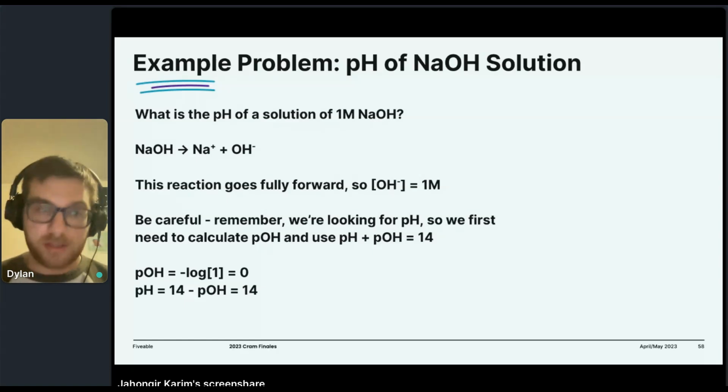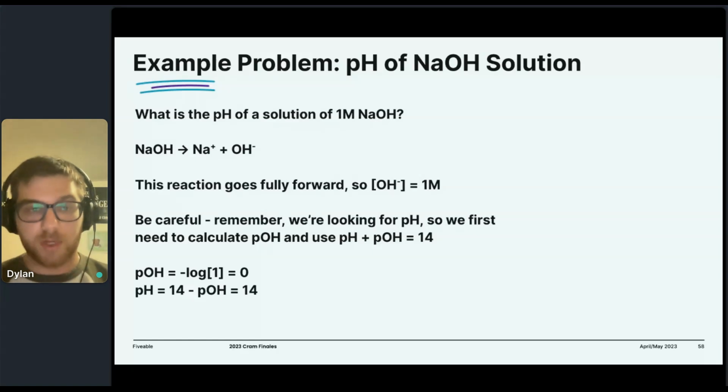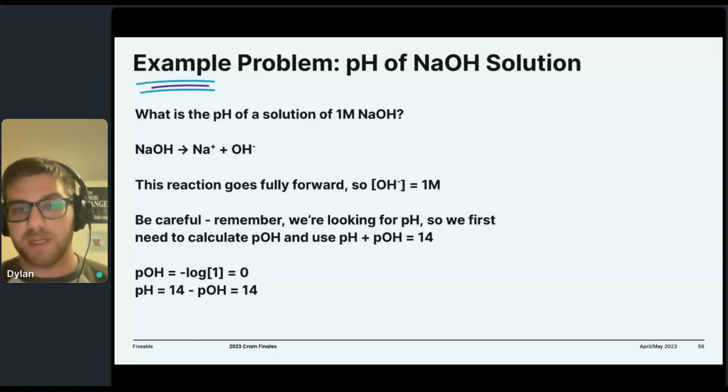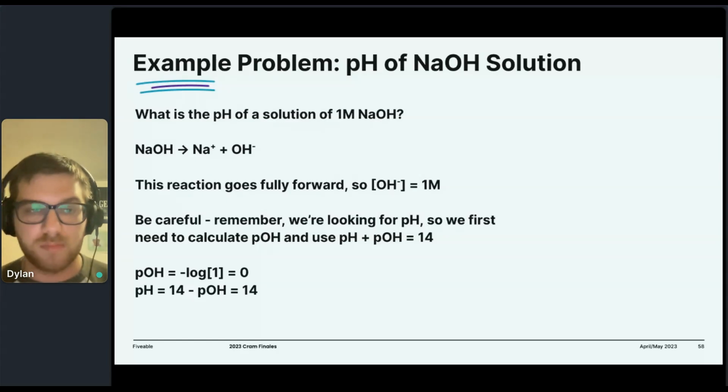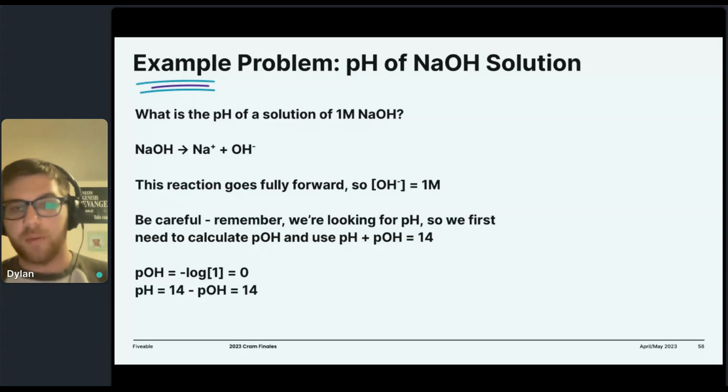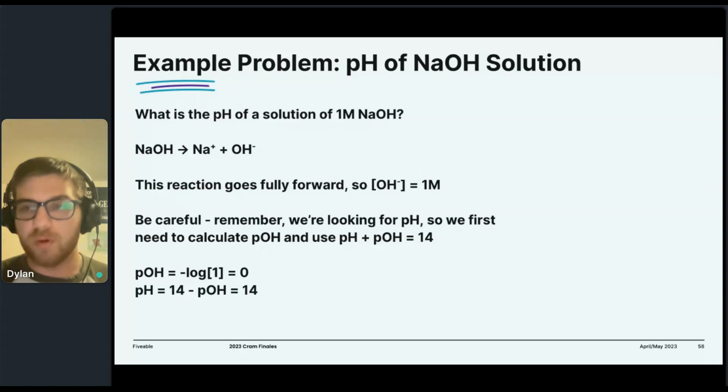So you might think, okay, perfect, take the negative log, and we're good, right? However, remember that this is the OH- concentration, and we're looking for pH. So first we need to calculate pOH and use pH + pOH = 14. So in this case, we can find the pOH by doing the negative log of 1, which is 0. So pH is 14 minus pOH, just rearranging that equation. And boom, we get a pH of 14, not 0.